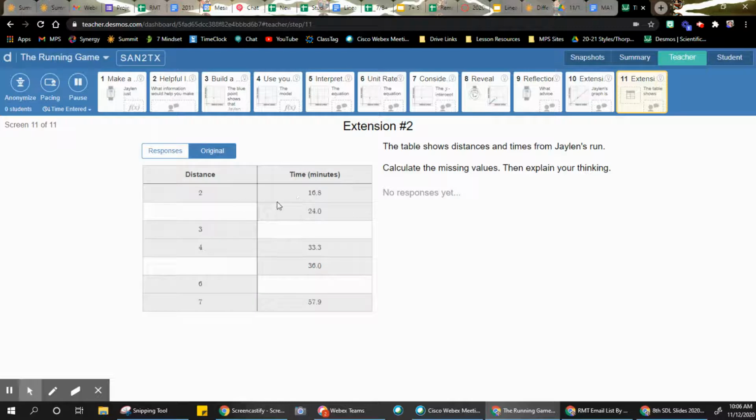All right, so the table shows the times from Jalen's run. I want you to calculate all the missing values in the table. All right, go ahead and start. Pause the video.